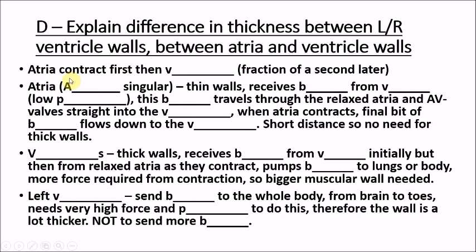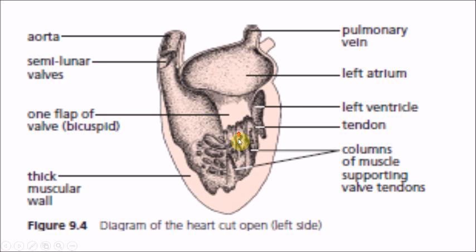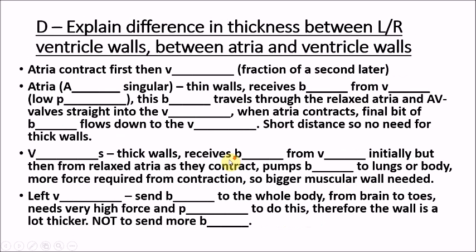Atria contract first, and then the ventricles. Atria, or atrium for singular, have thin walls, and they receive blood from veins with low pressure. This blood travels through relaxed atria and AV valve straight into the ventricles, but when the atria contract, the final bit of blood flows down to the ventricles, and it's a short distance, so there's no need for thick walls. So the blood, as it comes through the vein, pulls in here, starts to trickle through to the ventricle. As this contracts lightly because of the thin walls, it pushes the remaining blood down to the ventricles.